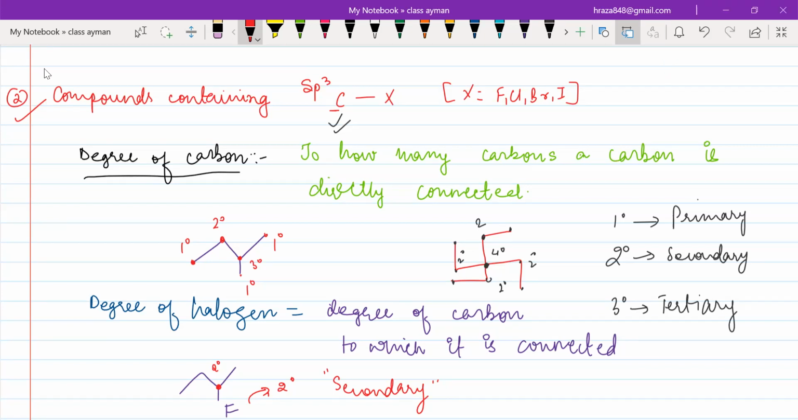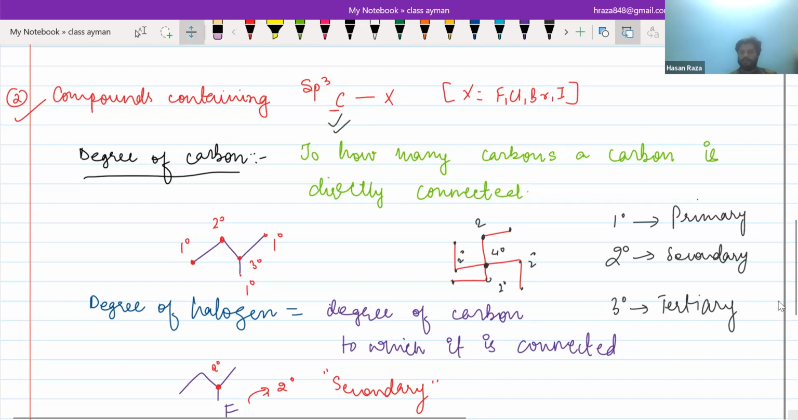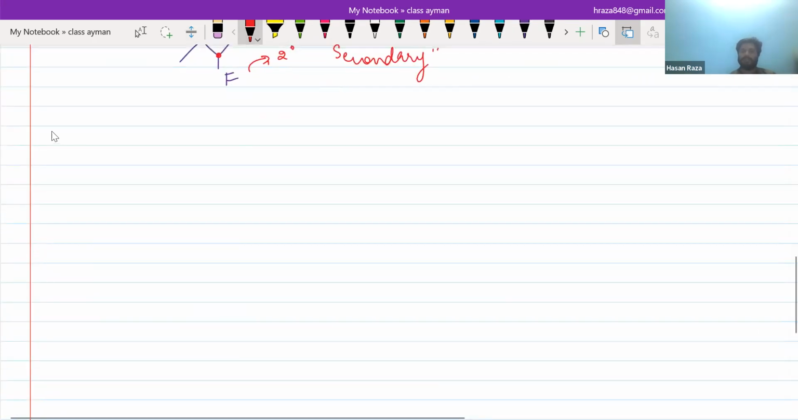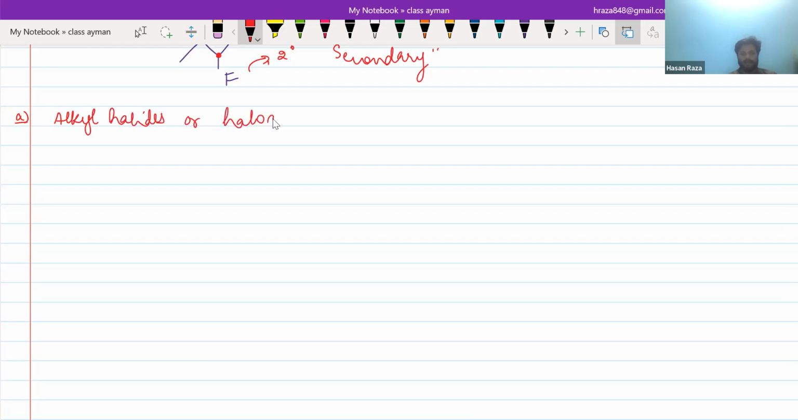Okay, I'm done. Very good. Now we are going to the classification. The first classification for the sp3 C-X bond will be alkyl halides as the common name, or we also say haloalkanes as the IUPAC name, and this is RX. RX means alkyl halide or haloalkane. R is for the alkyl group.